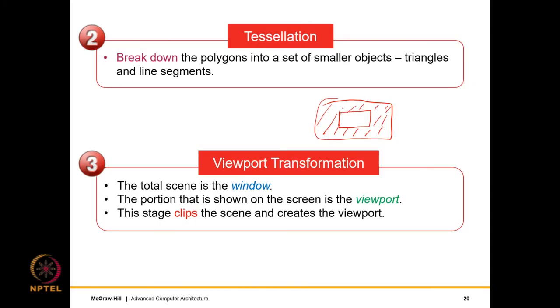So the first stage was vertex fetching. We will primarily fetch the vertex, divide it into polygons, smaller polygons, do some geometric operations. Then tessellate, which is to divide it into triangles such that we can do more operations on it. Then we focus on the viewport, the part of the scene that is visible.